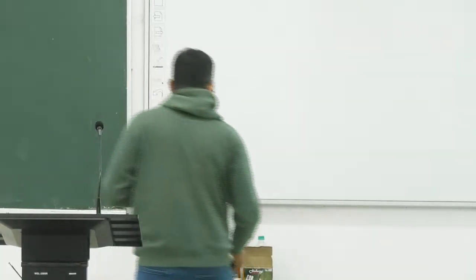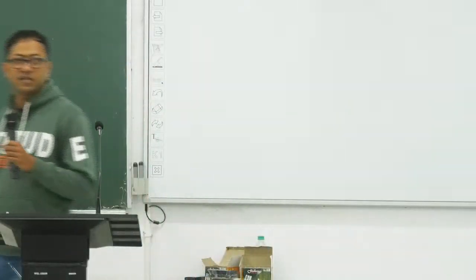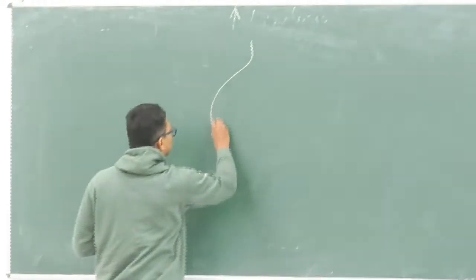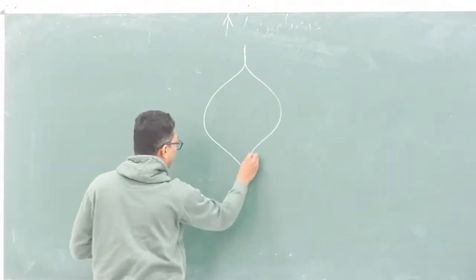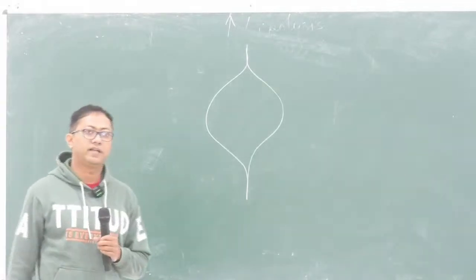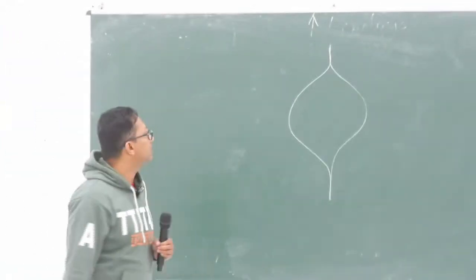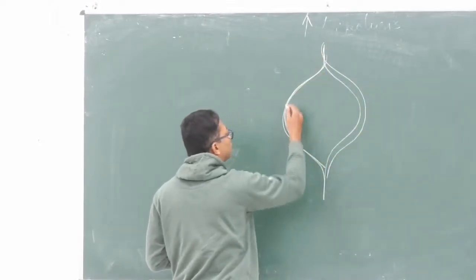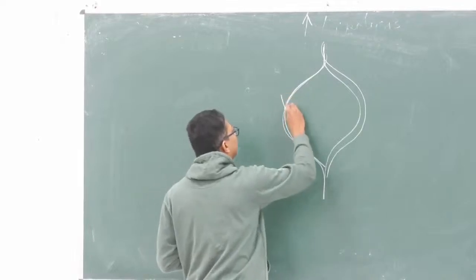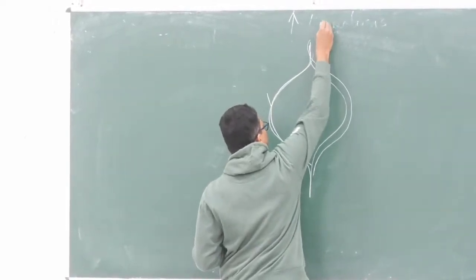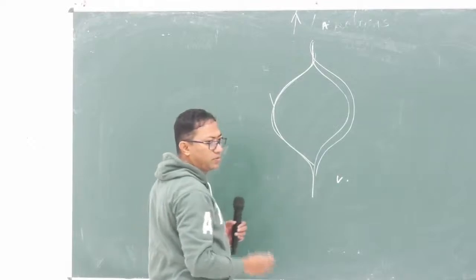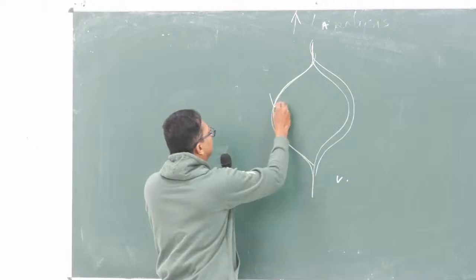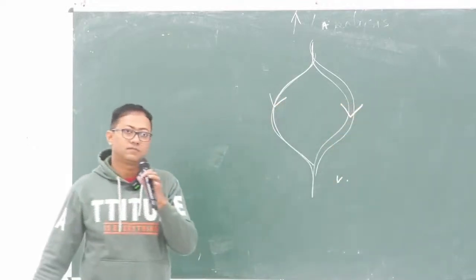Now, for a re-entry circuit to happen, there must be a circular path of myocardium. So, it is a circular path of myocardium. Here is one myocardium and here is another myocardium. Action potential is coming from the atria to the ventricle. It may follow this direction or it may follow this direction.